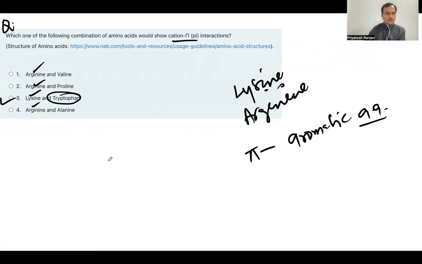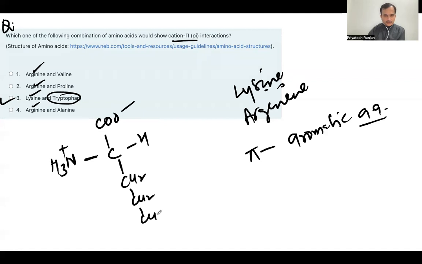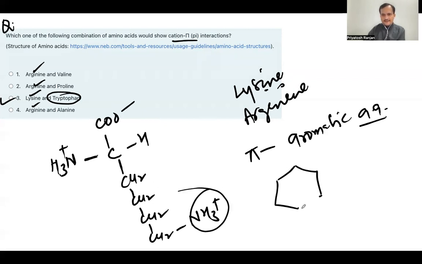I hope you all know these structures. If I have to draw the structure of lysine, I'm drawing it at the physiological pH: CH2, CH2, CH2, one more CH2, and then NH3 plus. For tryptophan, as said, it's an aromatic amino acid. The entire ring is called the indole ring.